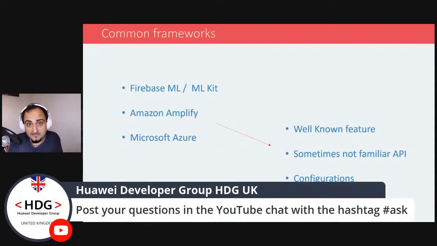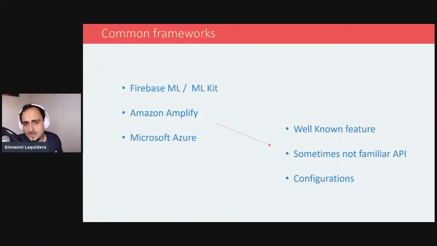So if we take into account the API that many companies are offering to us as humble mobile developers to use machine learning, we can think about Firebase ML Kit from Google, Amazon Amplify, Microsoft Azure, which offers some features for machine learning. These products offer SDKs and APIs that we can integrate in our mobile apps, and they are always based on well-known features like image recognition, real-time translation, sentiment analysis, and so on. So the things that we are already used to.